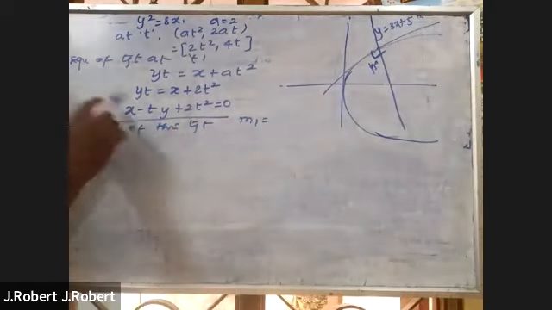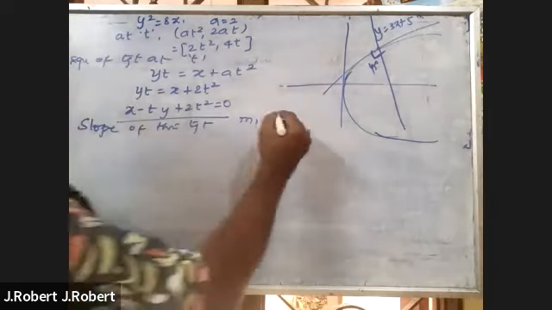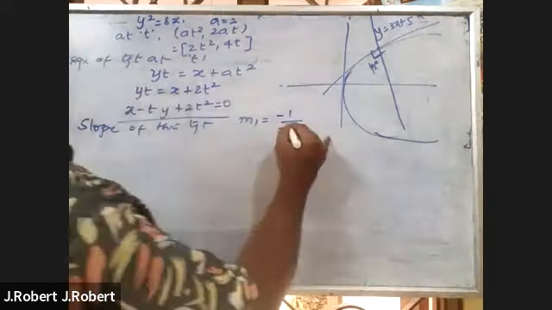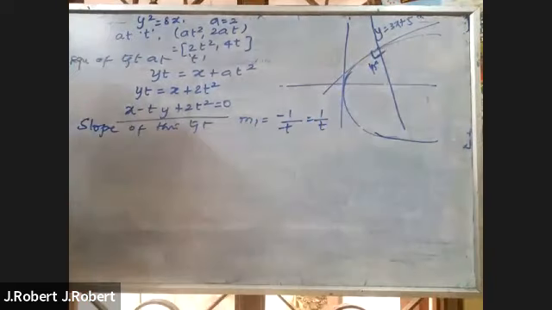The formula is minus a divided by b, you must have studied it. Minus a means minus 1, and the coefficient of y is minus t. Therefore, the answer is 1 by t.